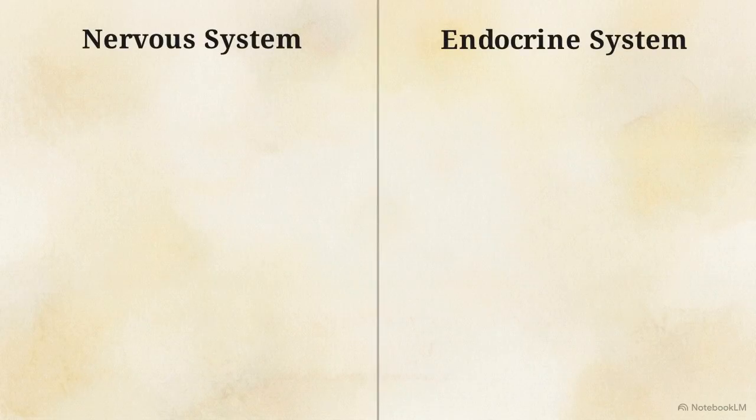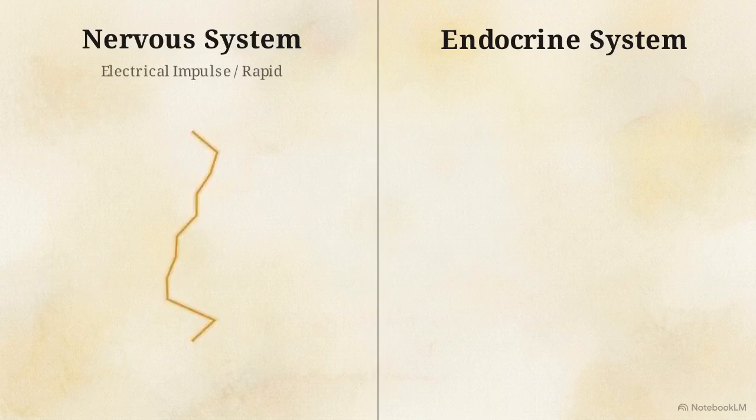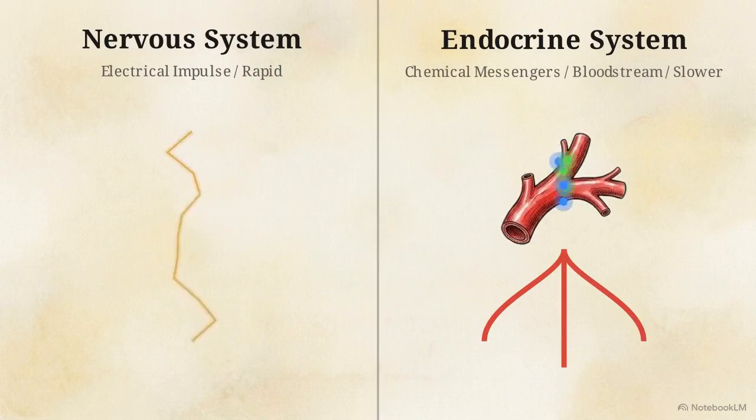This split-screen diagram compares how your body transmits information. On the left, the nervous system uses rapid electrical impulses to communicate instantly. On the right, the endocrine system operates differently. It relies on chemical messengers that travel through the bloodstream. This method is slower, but the effects last longer and reach multiple areas at once.